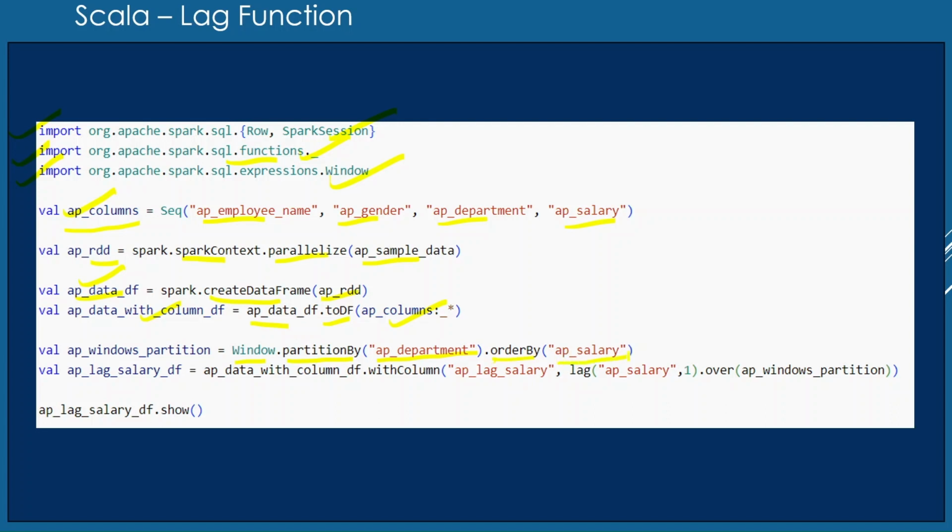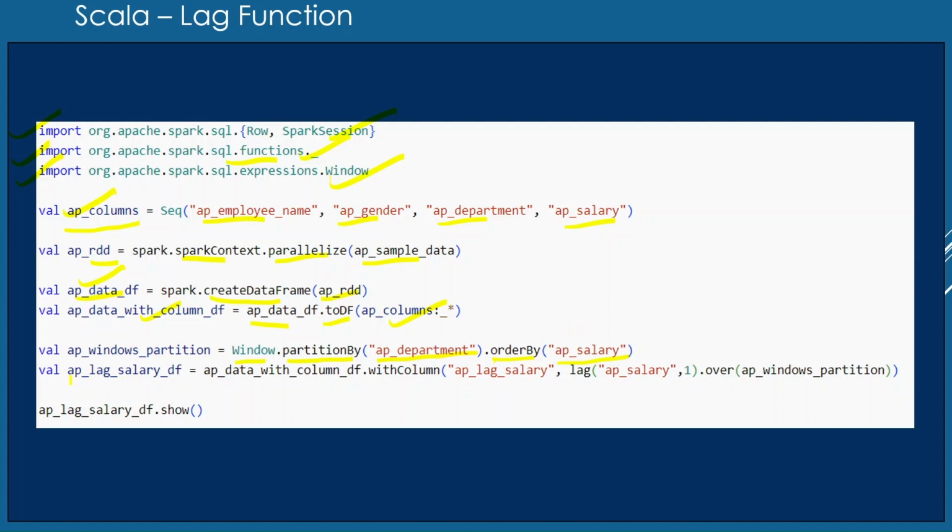It is going to take the AP salary value and organize the data in each partition in ascending or descending order. Here it would be ascending order because I am not defining any ordering condition. So ascending order is the default one.